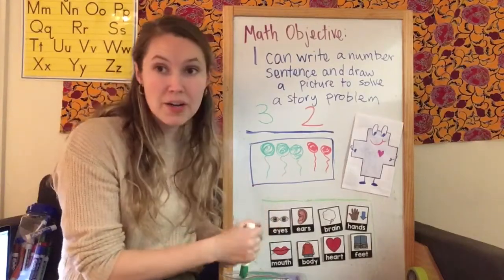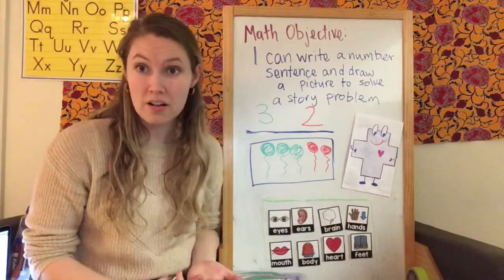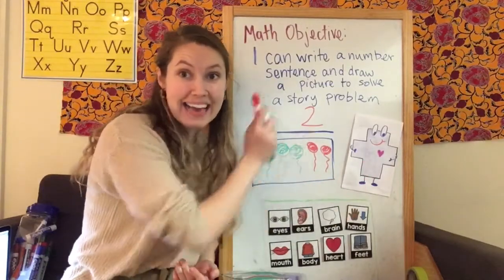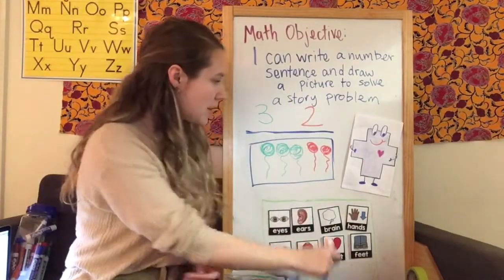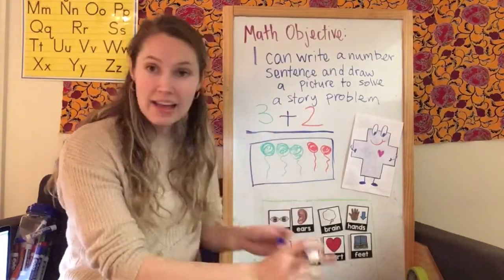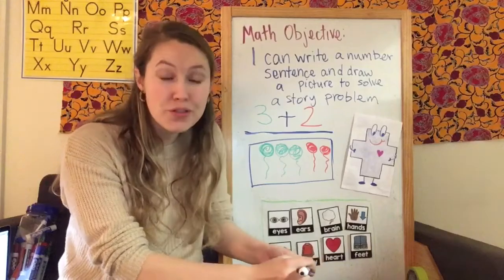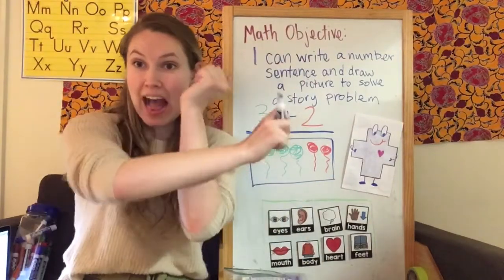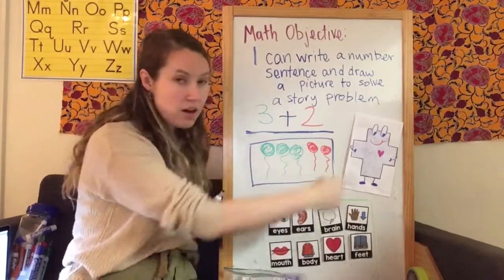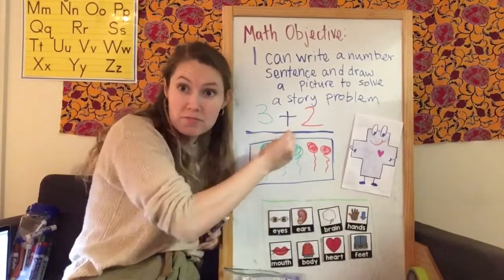Now, since I want to know how many there are in all, I know that I need to use Gus the Plus to help me add these up. So I'm going to go ahead and stick Gus the Plus right there in the middle. And then it's asking us to put those 2 numbers together and add them up.